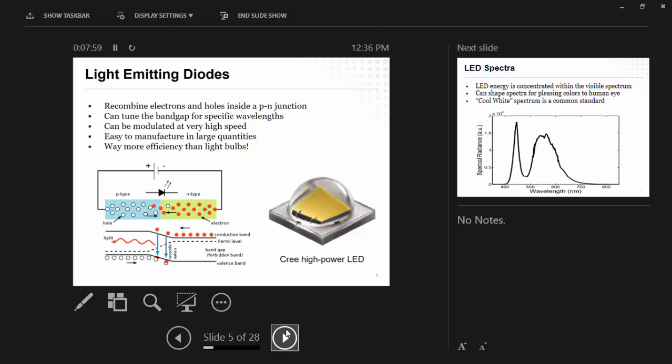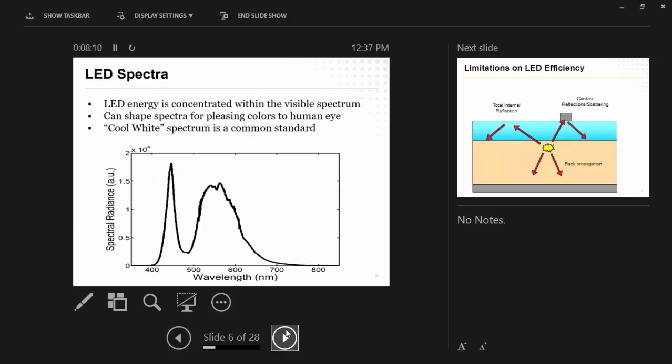We like LEDs. They're easy to manufacture because we're good at doing that with semiconductors. And in principle, the efficiency of an LED can get very, very high because, this next slide, I'm shoving all my photons into the visible spectrum now rather than wasting a bunch of them out there in the infrared.